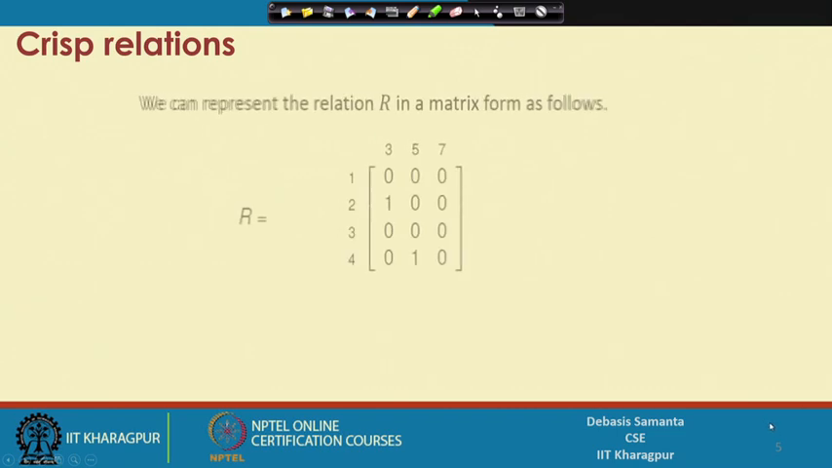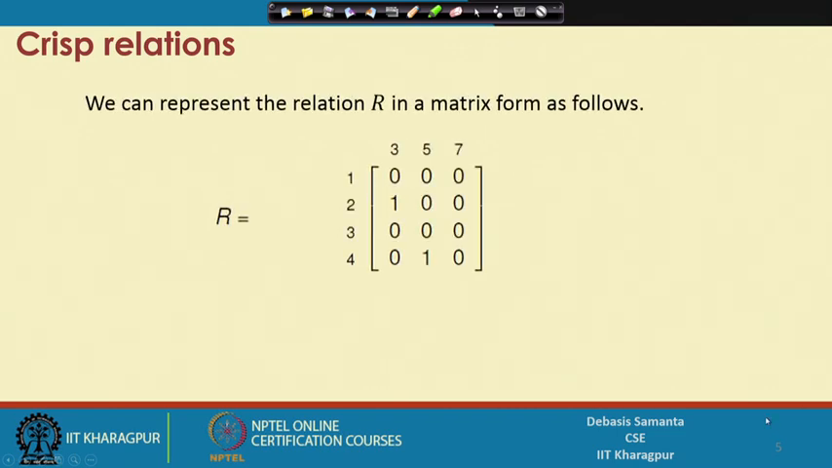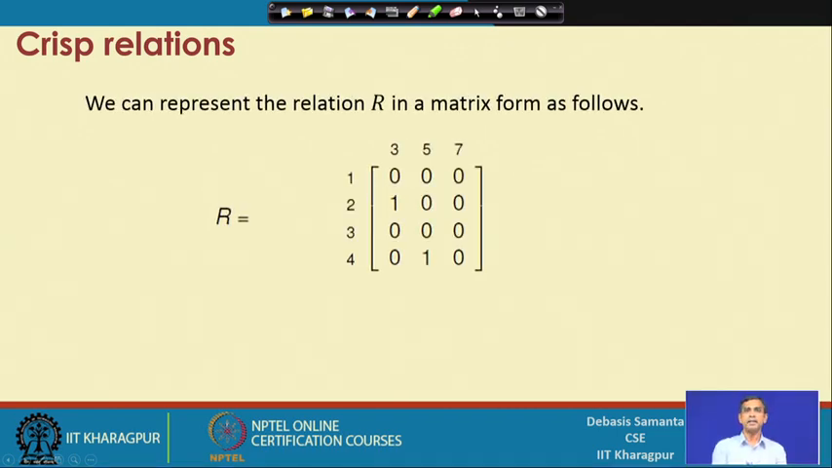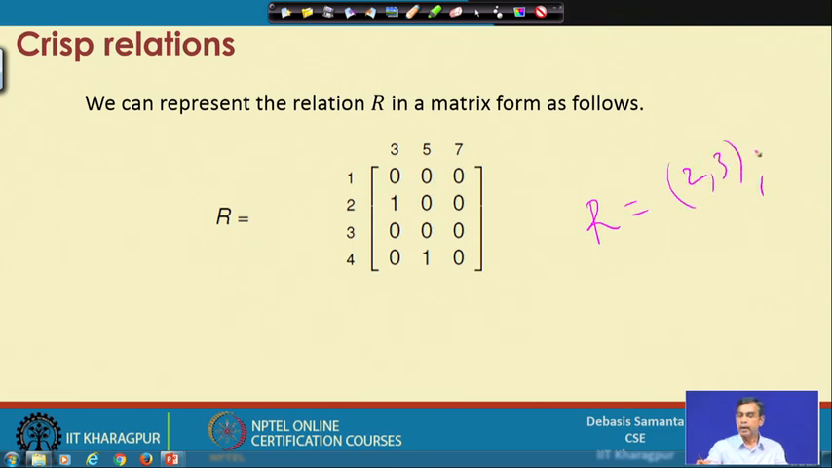Now, this is the Crisp relation, and such a relation can be expressed in a more compact way, called the matrix representation of a relation. Now, the matrix representation of the relation which we have learned earlier, R is (2, 3) and (4, 5), is denoted by this matrix.